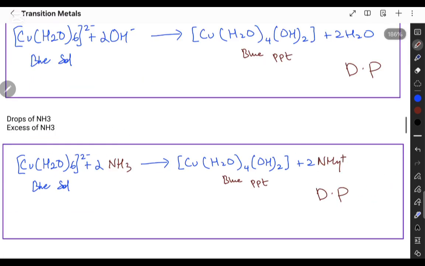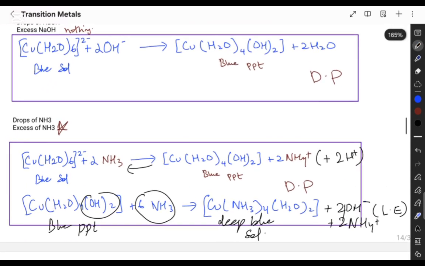And the same thing happens when you add drops of ammonia as well. Again, ammonia will react with the hexaaquacopper, and there will be a deprotonation reaction. So these are also called deprotonation acid-base reactions. And then with excess, the reaction will happen this time. The reaction will look something like this.